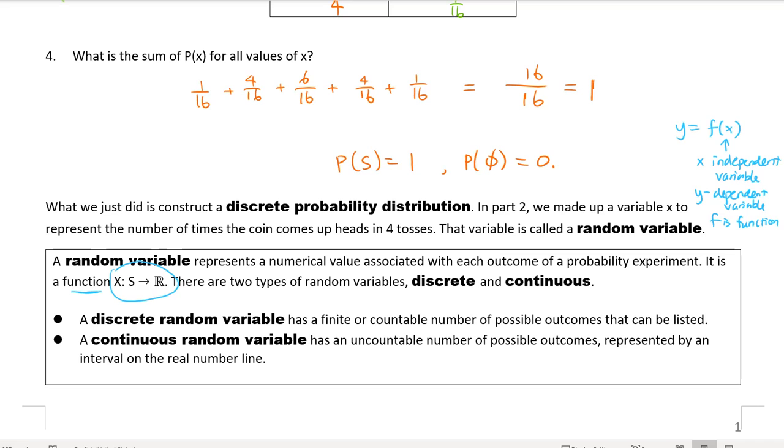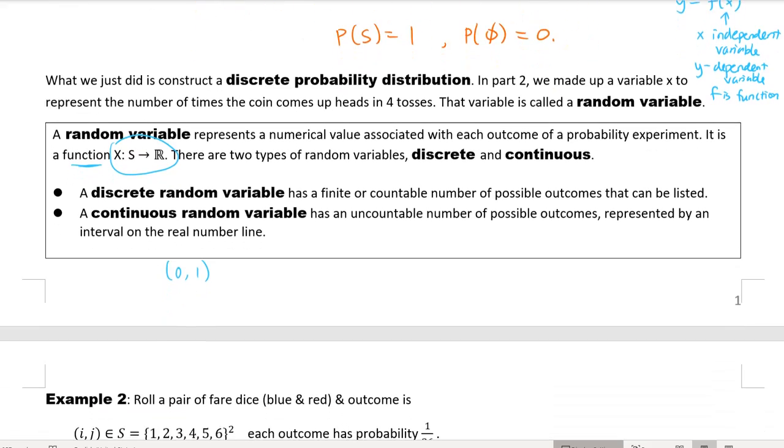Okay, so two types of random variables: discrete and continuous. A discrete random variable has a finite or countable number of possible outcomes that can be listed. So countable, for example, 1, 2, 3, 4, 5, 6, 7, 8, 9, 10. So this is countable. Okay. A continuous random variable has uncountable number of possible outcomes represented by an interval on the real number line. So on the real number line, for example, the interval is 0 to 1. There are infinitely many numbers there, and actually those numbers are uncountable. Okay.